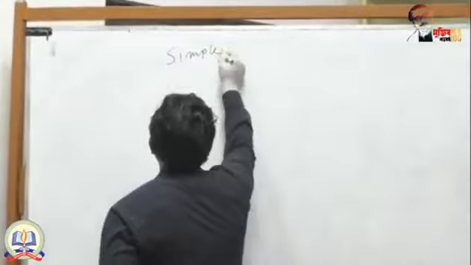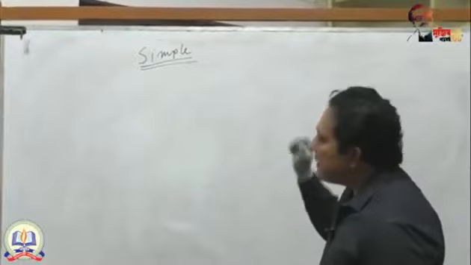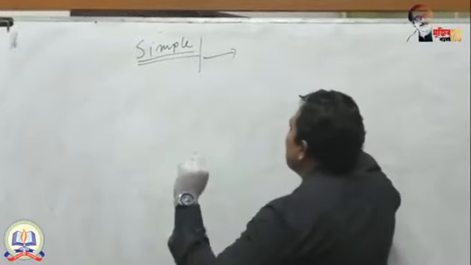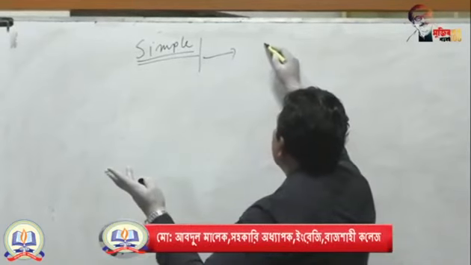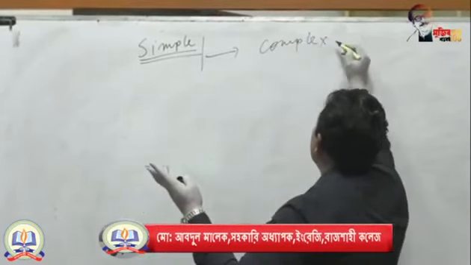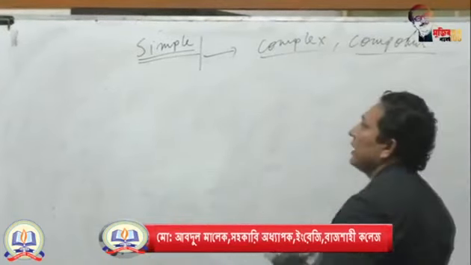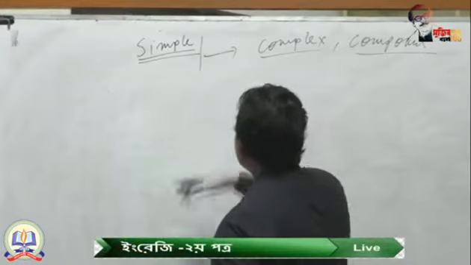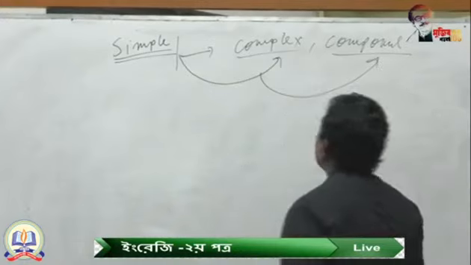You know, if I ask you to make any simple sentence, what will you do? Of course, you should think that the given sentence will be either complex or compound. That means if I ask you to change any sentence into simple, the given sentence may be complex or may be compound.